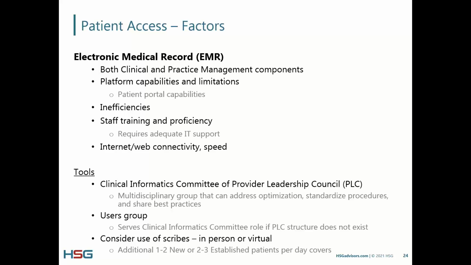And finally, not to be underestimated is internet or web connectivity and speed, especially in your off-campus offices, but even on campus. There are parts of the on-campus office structure that just aren't well connected. And the further you go away from campus and the more remote your office locations are, especially in rural environments, the web connectivity and internet speeds can be woefully inadequate.